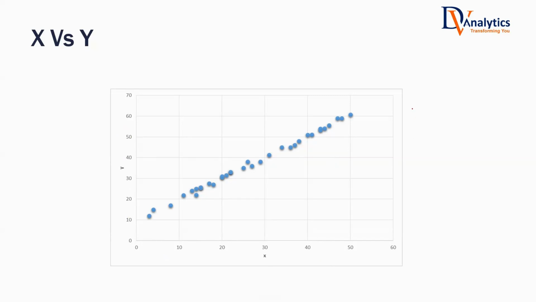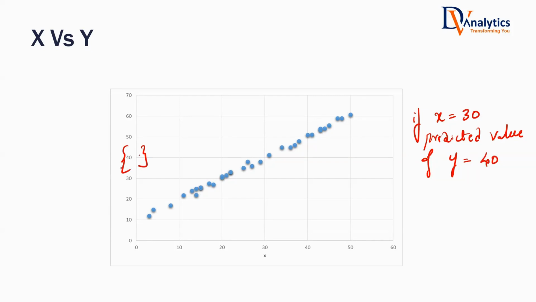Now, if I ask you this question, if the value of X is 30, can you roughly give me the predicted value of Y? Roughly around what number will it be? It will be around 40. Is that the answer that you're thinking? Yes, 40 is the right answer. If the value of X is 30, the predicted value of Y will be around 40.